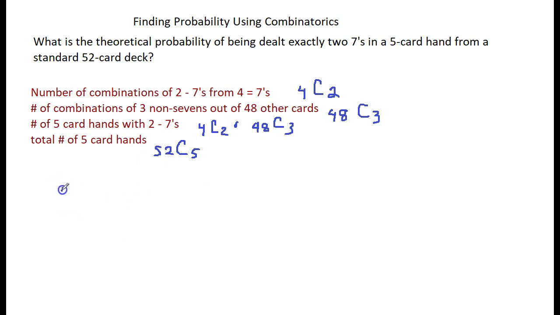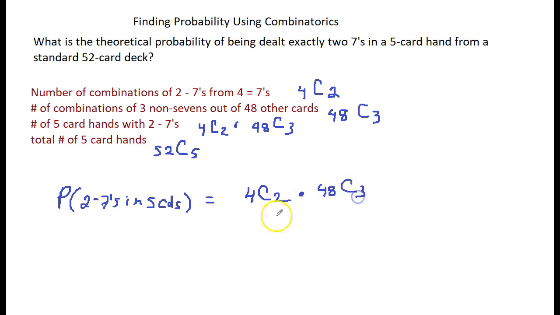So probability of 2 7s in 5 cards, I'll abbreviate. So we have 5 cards in our hand, 2 7s, would be this. We would take our 4C2 times 48C3 divided by the total, 52C5.